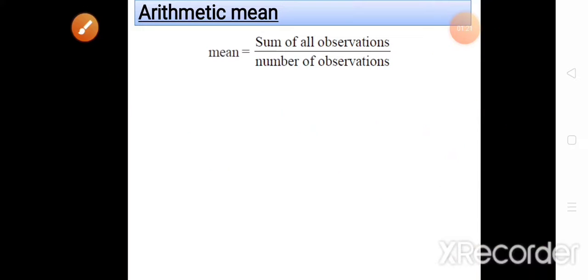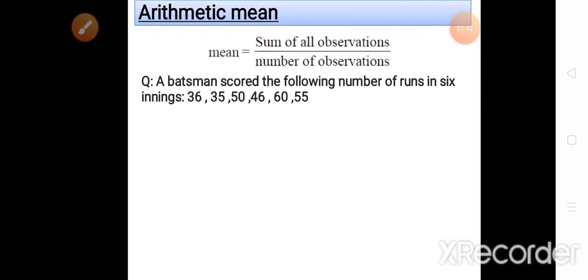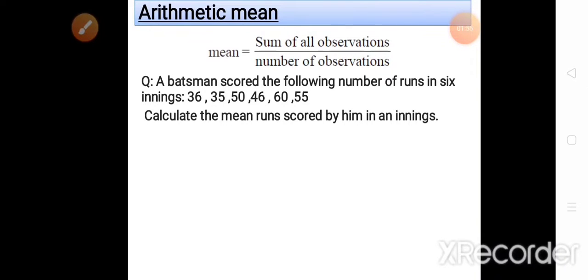Now back to the mean. So mean can be calculated by dividing the sum of our observations by the total number of observations we have collected. Now let's understand this more with the help of an example. As you can see, a question is there. A batsman scored the following number of runs in 6 innings, and the runs have been given here. And we are to calculate the mean runs scored by him in an innings. So let's proceed with this question now.